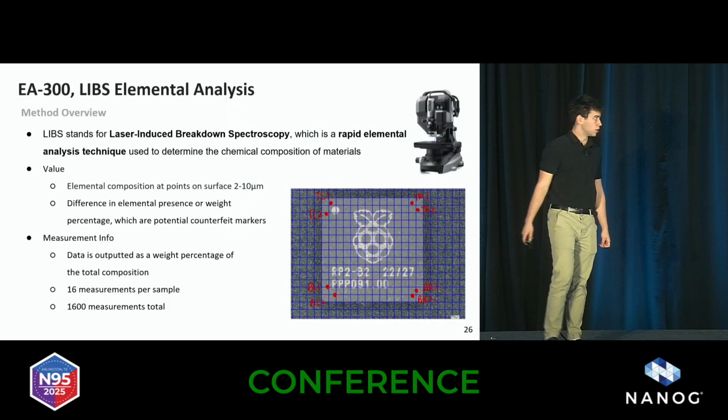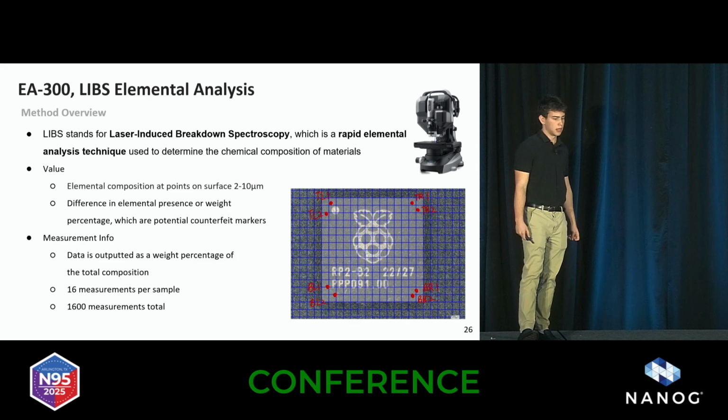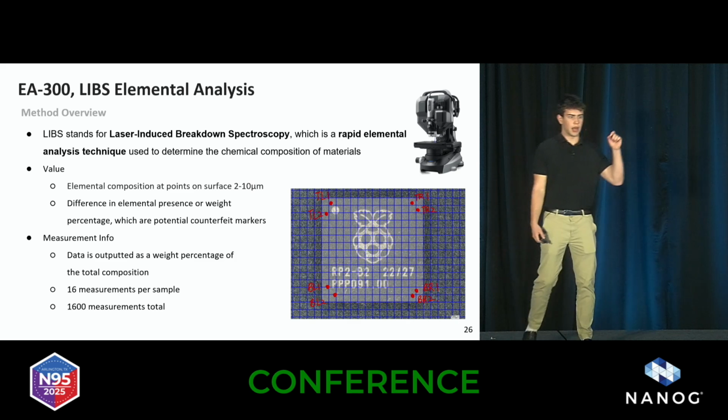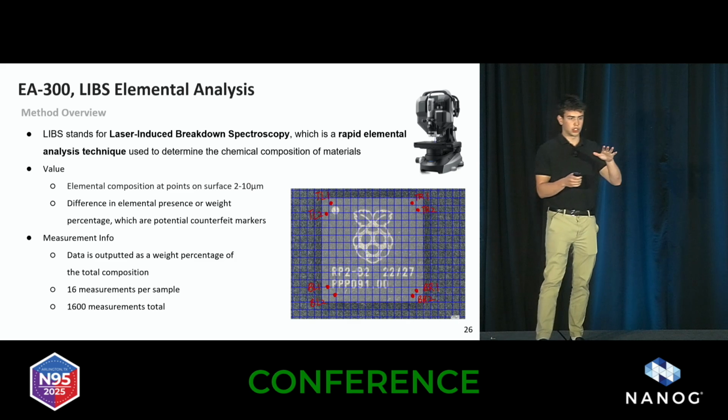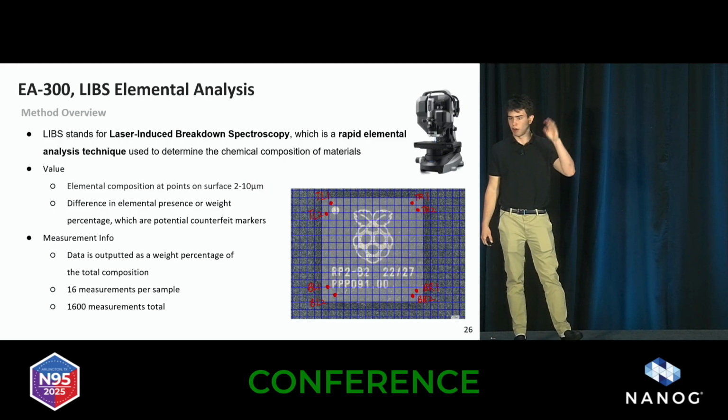Moving on to LIBS, which is laser-induced breakdown spectroscopy. This takes a laser and basically ablates the surface of the chip, and then we analyze the plasma from it.